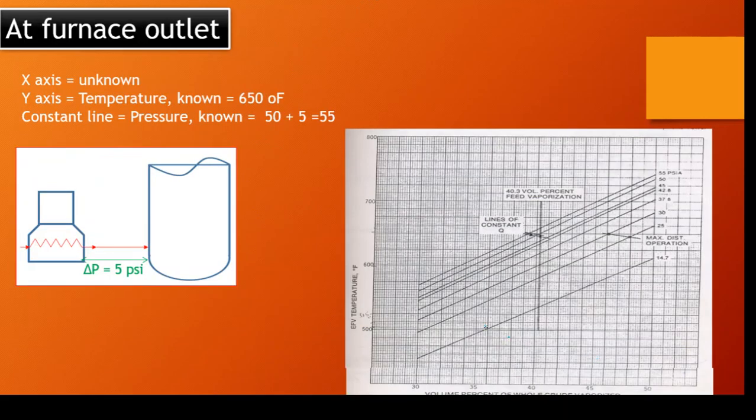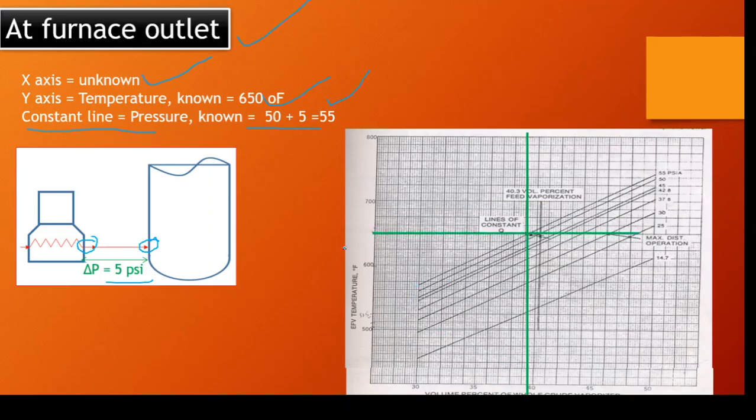Similarly, we have to repeat this for the furnace outlet. So what is known? X is unknown, that is, we don't know the volume percent. Y, the temperature, is known. The constant line is the pressure. Yes, pressure is known. How? Because there is a recommendation that the pressure drop between these two points is 5 psi. So we add that 5 psi to 50, and it becomes 55 psi. So at the furnace outlet, the pressure is 55 psi. It's simple how we can do it.